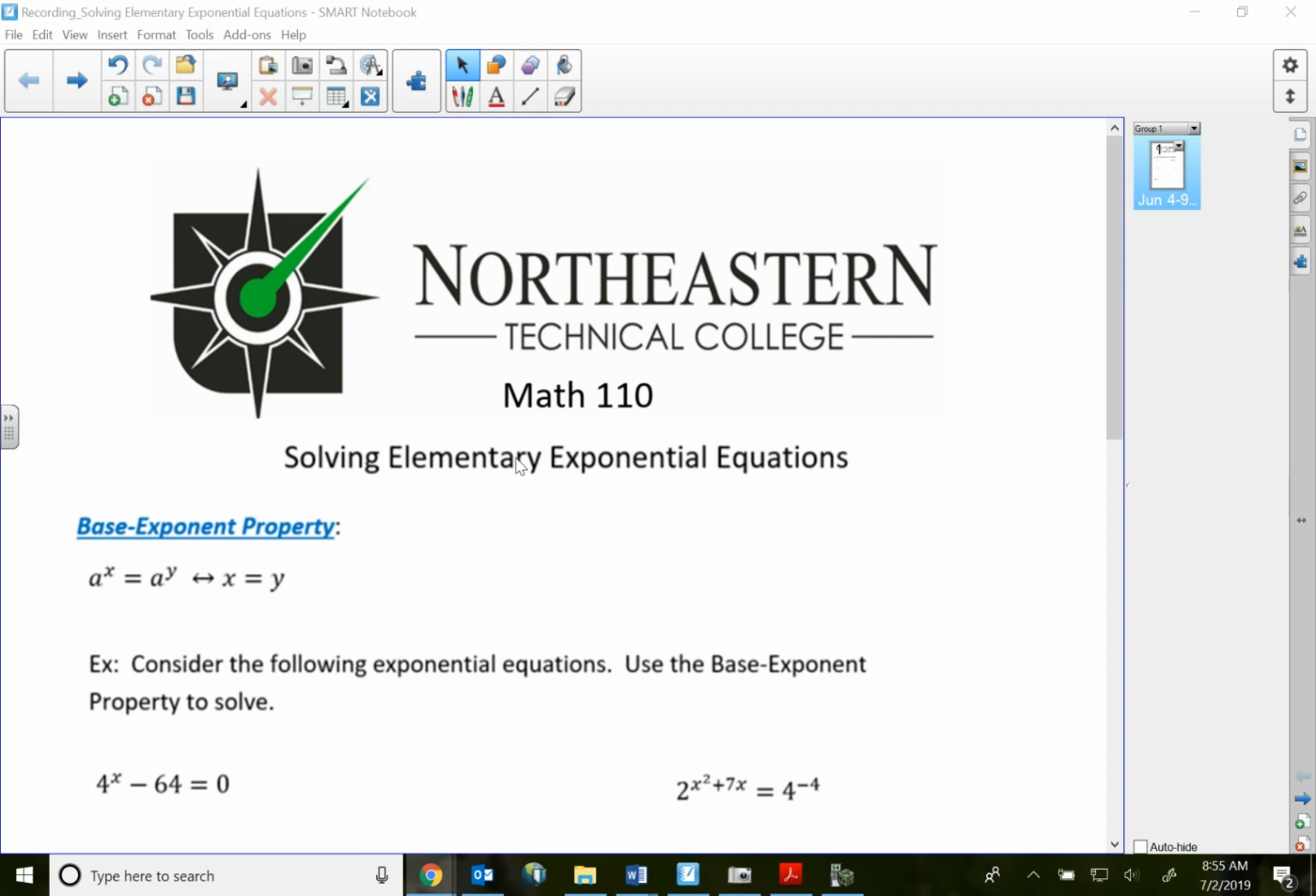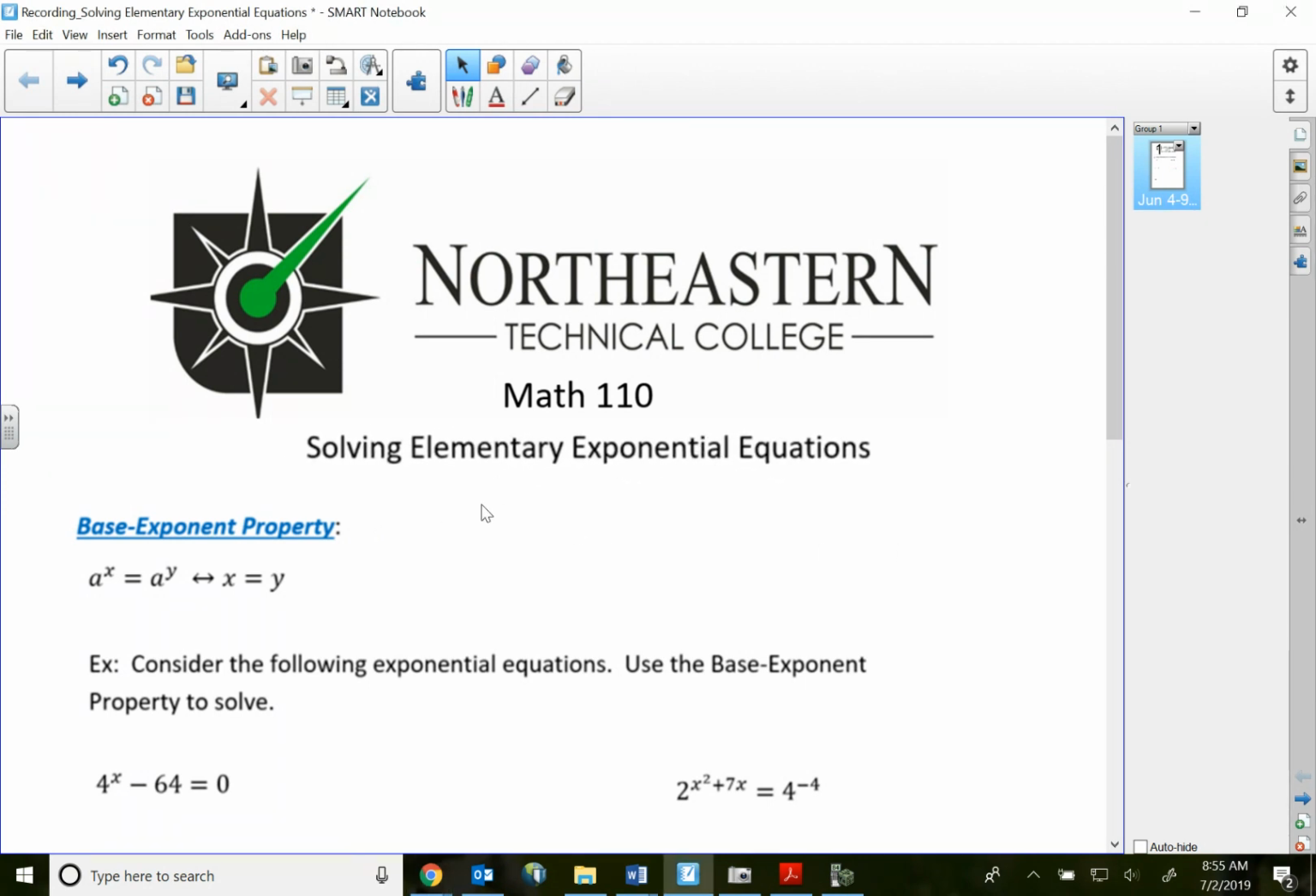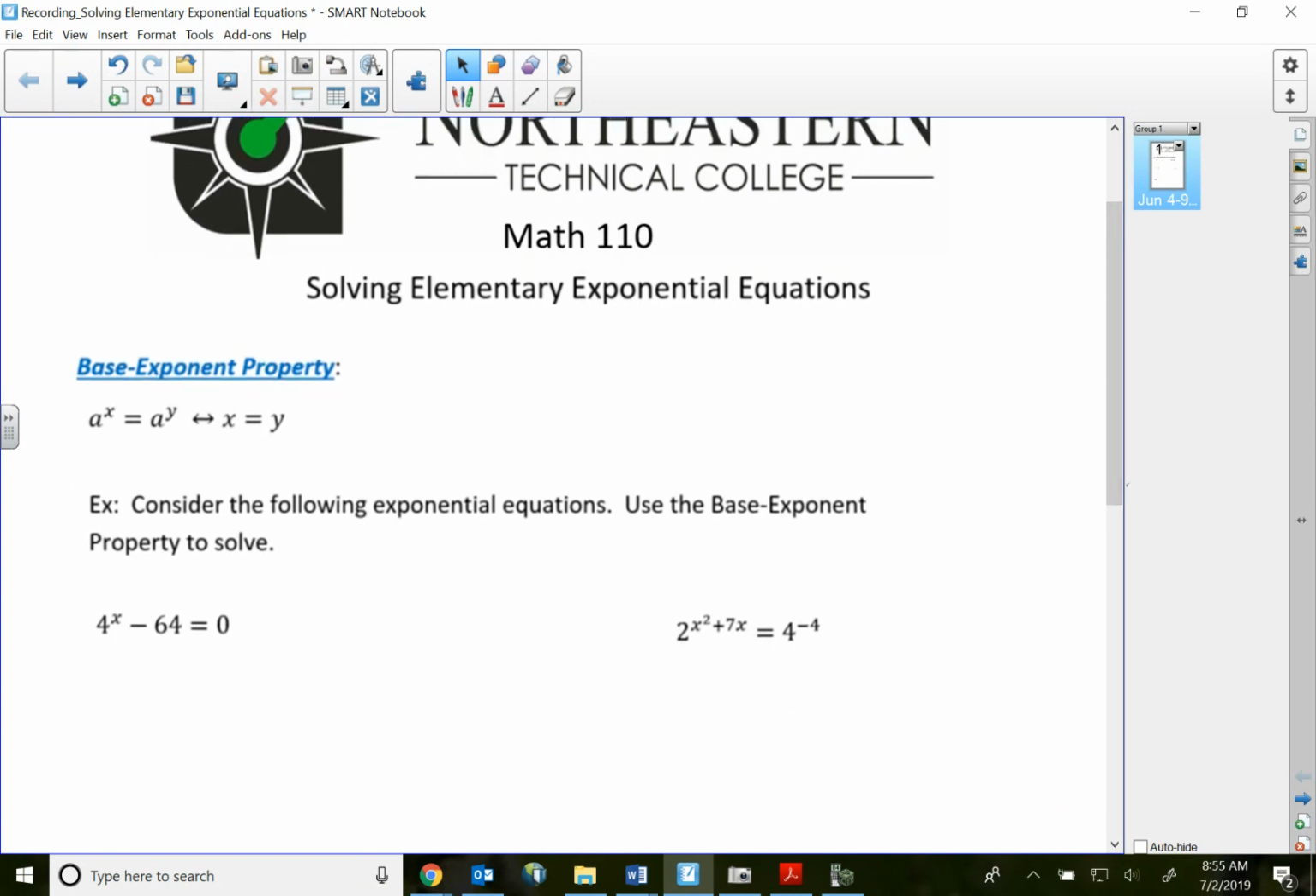In this lecture video, let's take a look at how we can solve what are called the elementary exponential equations. These are very, very basic exponential equations that I want to solve before we start doing the application of exponential equations. The idea here is this thing called the base exponent property.